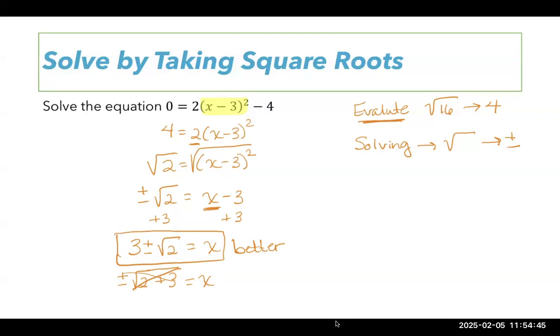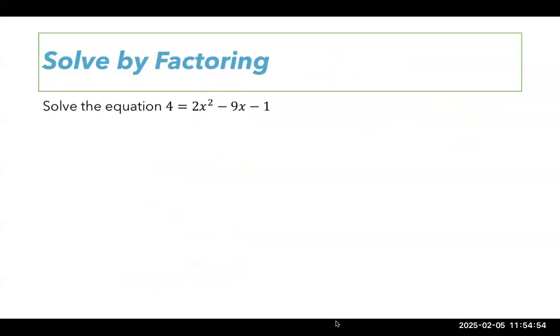All right, now, taking square roots is a method that works some of the time. It has limited use, I would say. More often, you are probably going to solve by factoring, if that's possible. So factoring is going to work usually if you have something that looks more like a standard form of the equation.